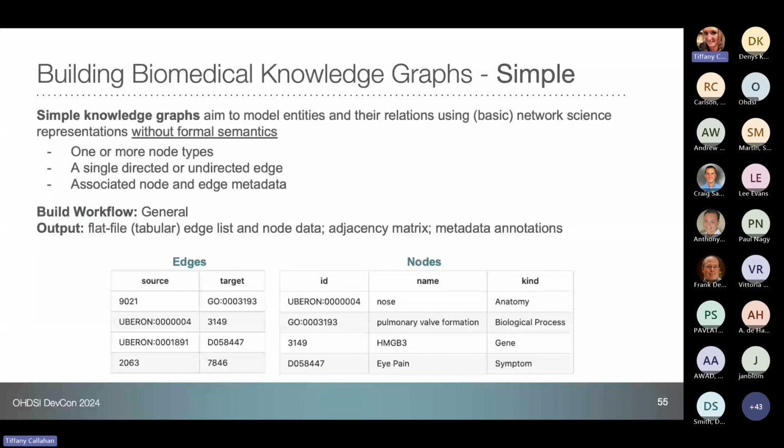So diving into each type, simple knowledge graphs aim to model entities and their relations using basic network science representations without formal semantics. They could have one or more node types, maybe a single directed or undirected edge, and may or may not, but usually not, have associated node or edge metadata. And so they have a very general workflow, and their output is usually just a tabular list of edges and nodes. It could be an adjacency matrix, and there may be a dictionary associated to provide labels to different identifiers. The table at the bottom of the slide just provides a high-level example of what nodes and edges would look like for this type of graph.